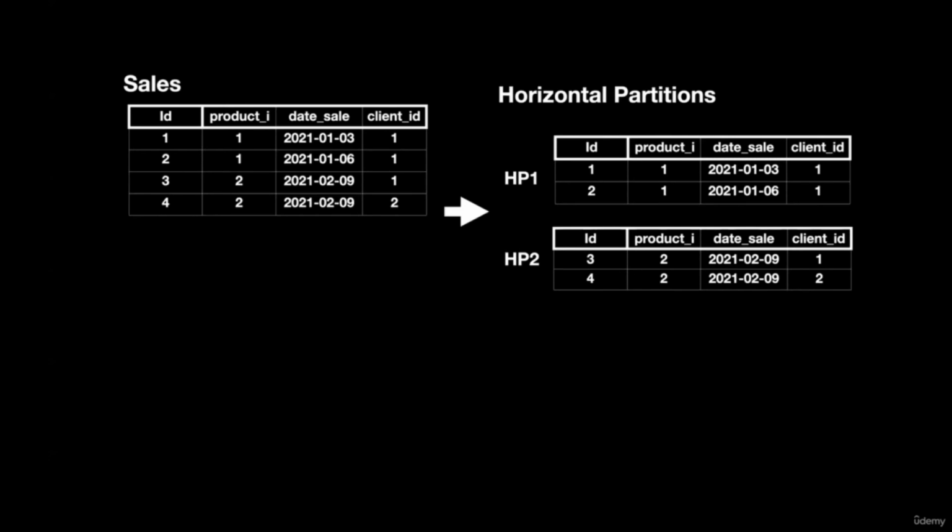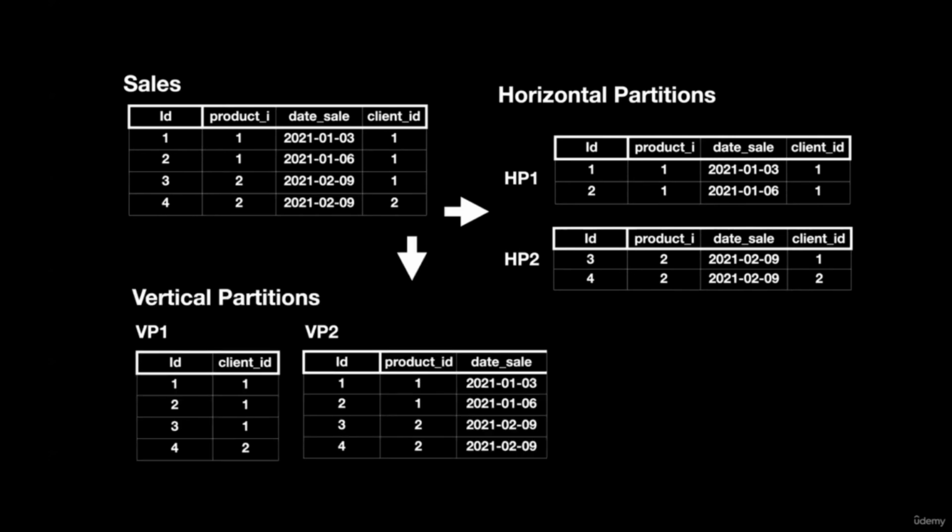Let's address the second one, vertical. Parts of the table contain its different columns. Finding a use for vertical partitioning when it is really justified is somewhat more difficult than for horizontal partitioning.